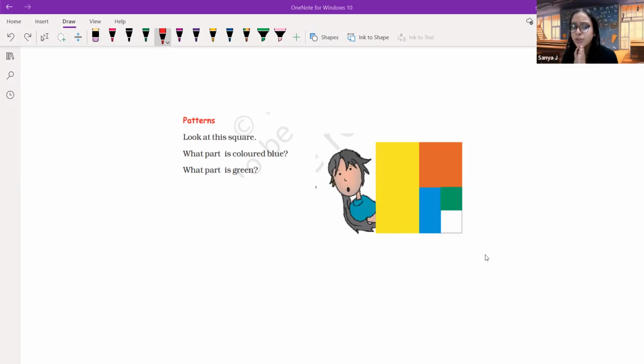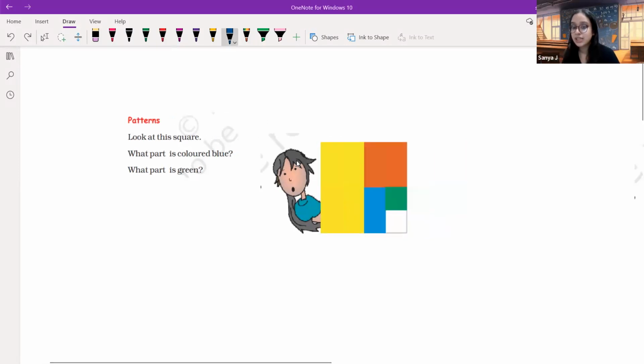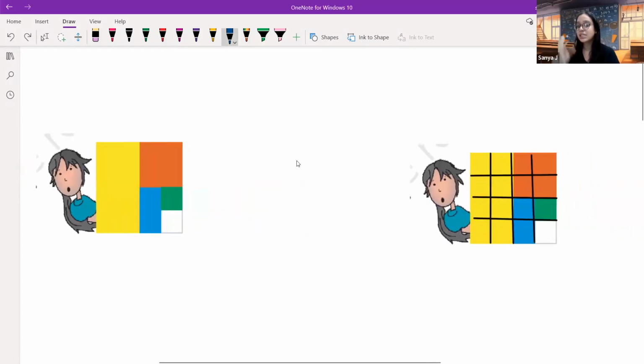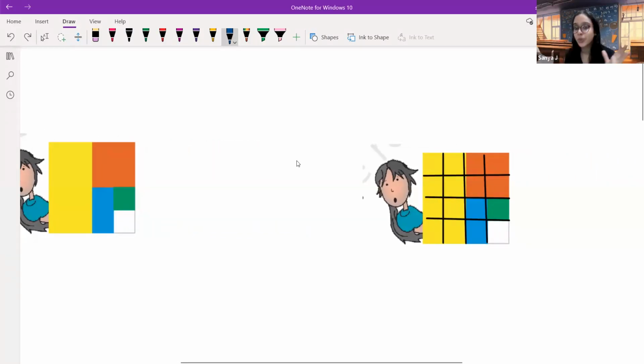We have to have a look at this square and find the part that is colored blue and the part that is colored green. Now, just having a look at it, we can't know exactly what part is covered. So we'll make some lines so that we have equal sized boxes out of the whole square. Now we can see that in this box we have a total of 16 squares and each of the squares is equal in size.